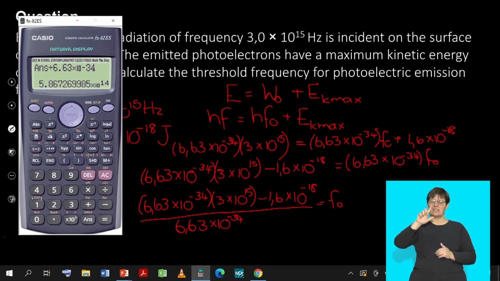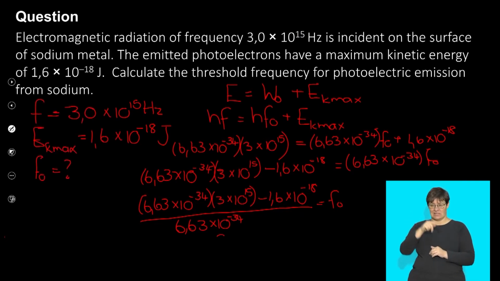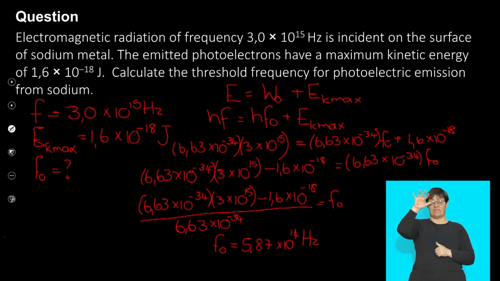I'm actually quite happy about that value, and I'll tell you now why. So my FO is 5,87 times 10 to the 14 hertz. I'm happy with that answer. This was bigger. This was times 10 to the 15. I needed this value, the frequency of the light I'm using, to be bigger than my threshold frequency so that my electrons have kinetic energy.